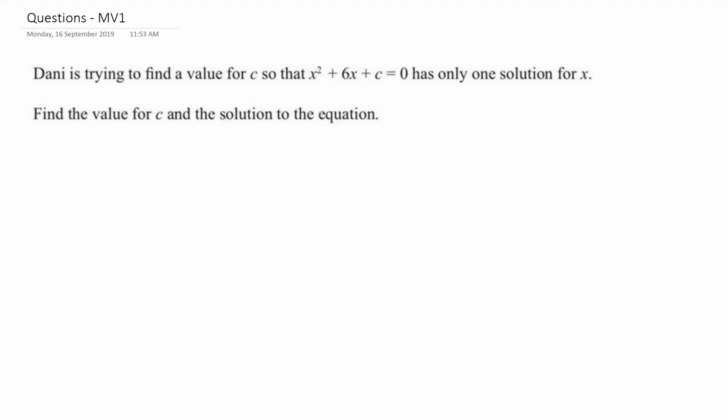Last few questions before the MCAT tomorrow, so I'll try my best to answer as many questions as possible. So anyway, what we've got here is Danny, who's trying to find a value for C so that this quadratic has only one solution.